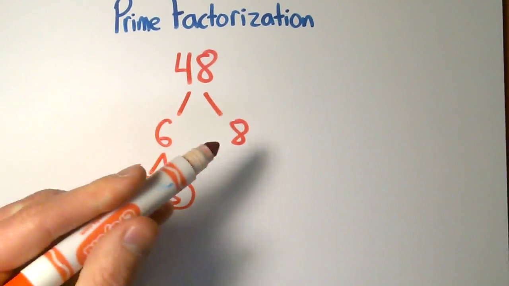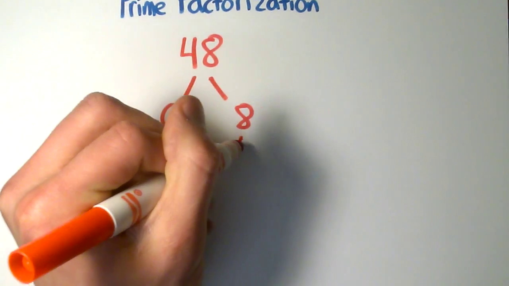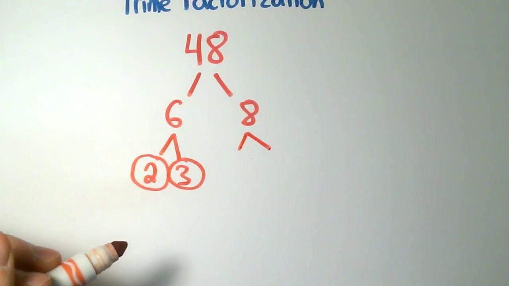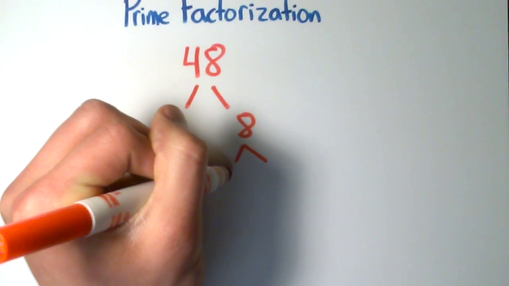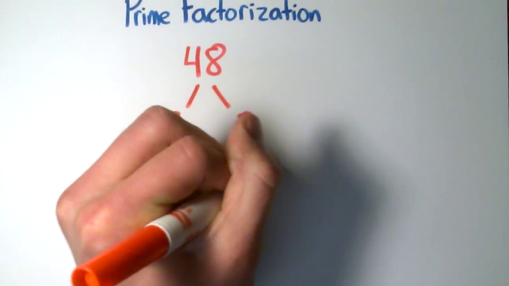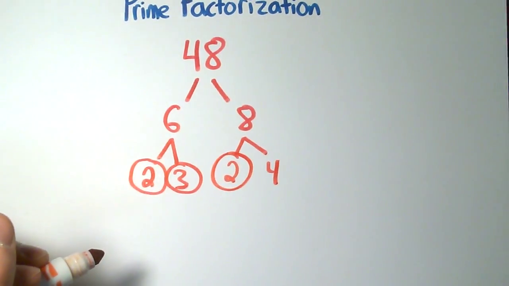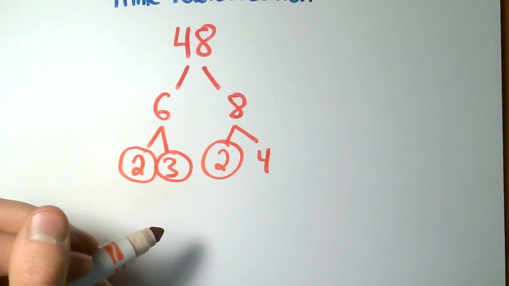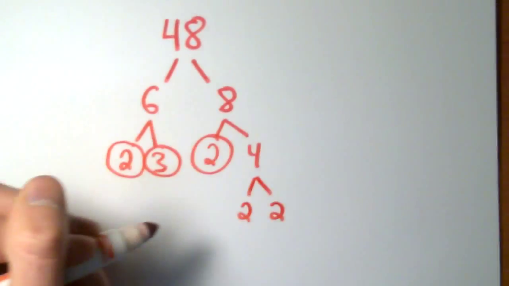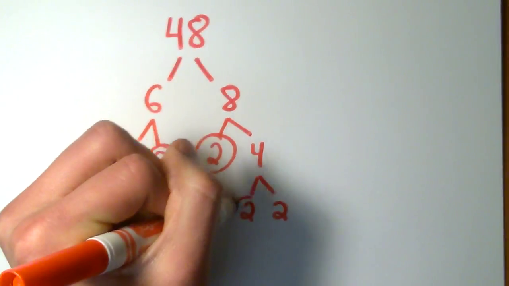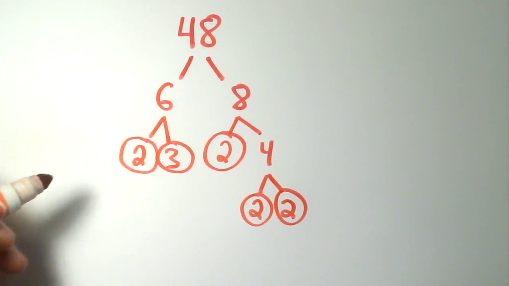Looking back over at the 8, is 8 prime? It is not. So I'm going to go ahead and break this down as well. You could really only go one way with this. I'm going to break this down into a 2 and a 4. We've already determined that 2 is a prime number, so I'm going to go ahead and circle that. Is 4 prime? It is not. There's only one way I can break this down, which is 2 and 2. So again, circle these numbers, and now we have all of our prime multiples that make up 48.